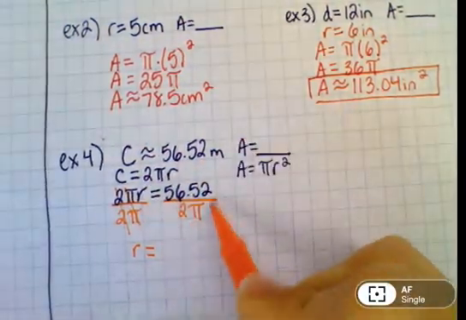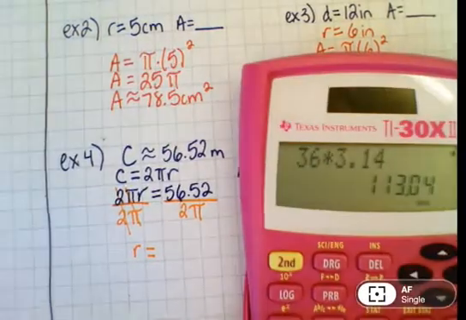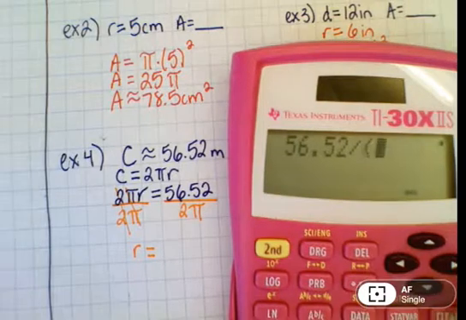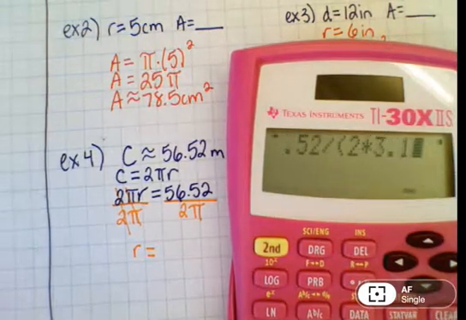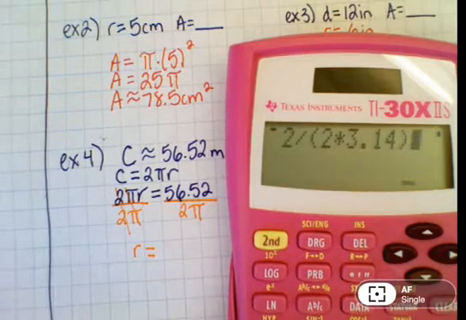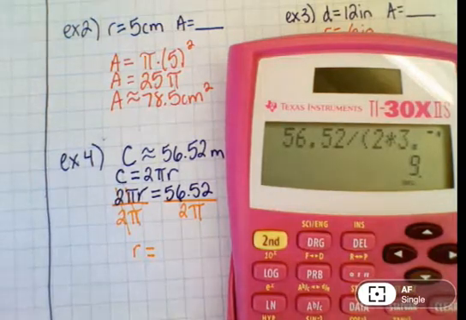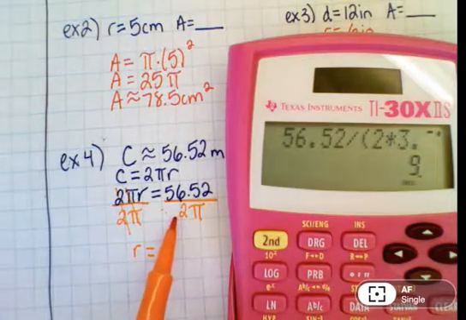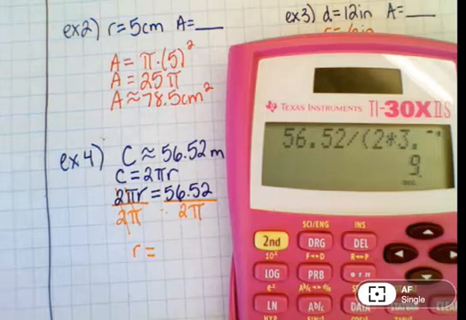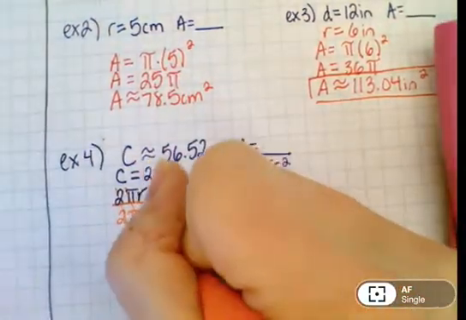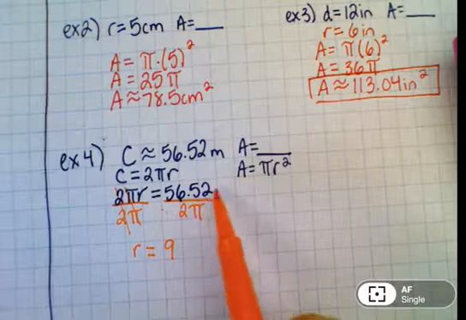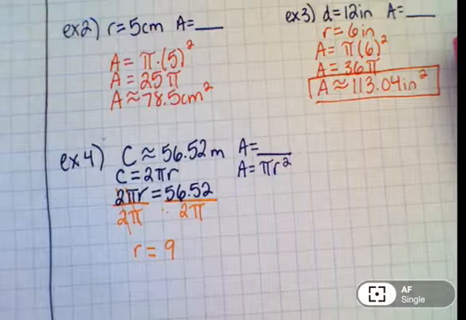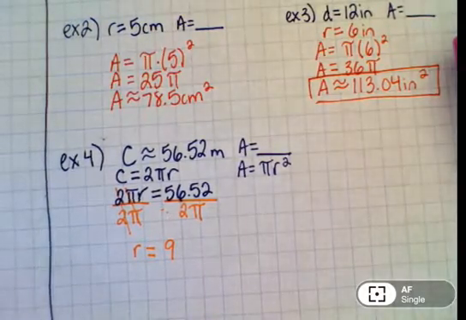And then I need to do this work on my calculator. So I'm going to do 56.52 divided by 2 times 3.14. Okay? And I get 9. So again, I just typed in 56.52 divided by, and then I used parentheses to do 2 times 3.14, and I got 9. So that means the radius is 9. So again, I set up an equation. Since I knew the circumference, I was able to put a number on that side and then divide on both sides by 2 pi to solve for r. So the radius of this circle is 9.